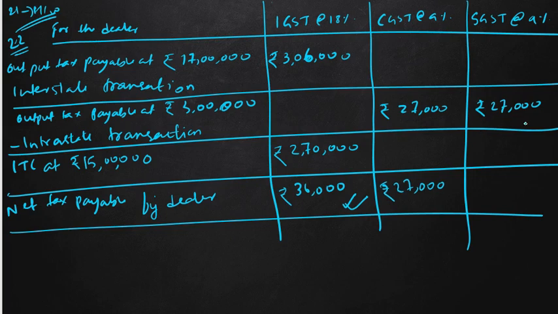In the CGST the output is 27,000, but he doesn't have any ITC to pay this 27,000, so he has to pay the total 27,000. As well, in the SGST section there is no input, so he has to pay the total 27,000. So what is the net tax payable by the dealer? Net IGST payable will be 36,000, net CGST payable will be 27,000, and net SGST payable will be 27,000.